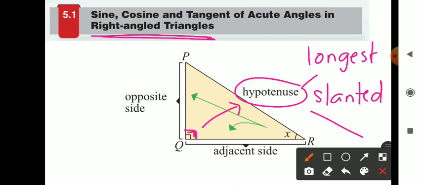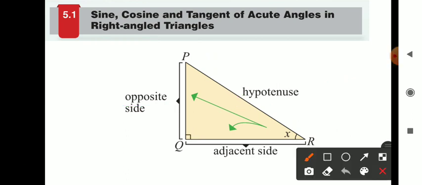After this we have two more: the opposite side and the adjacent side. Opposite side means far away. Adjacent means very near. So we will see this first. You focus on X first. This is your angle. We know this is the hypotenuse already, but we don't know which one is adjacent and which one is opposite. If you imagine you are X, the side nearer to you we call adjacent. The side very far from you is the opposite side.